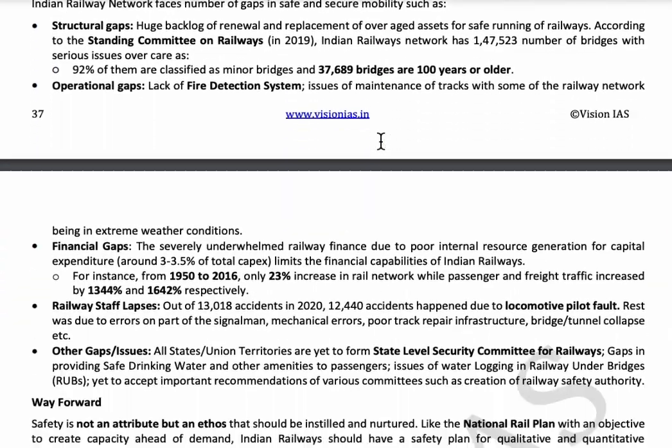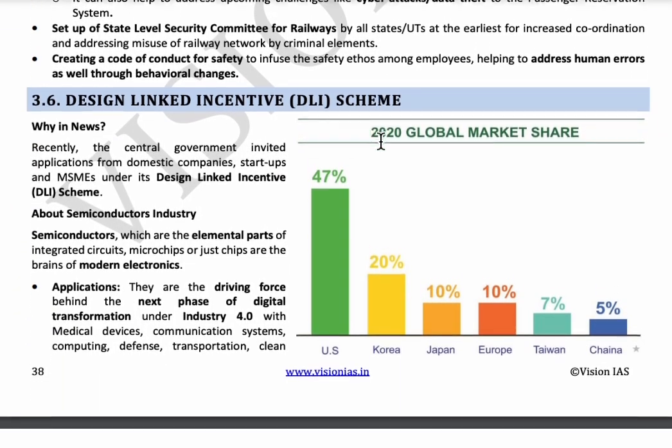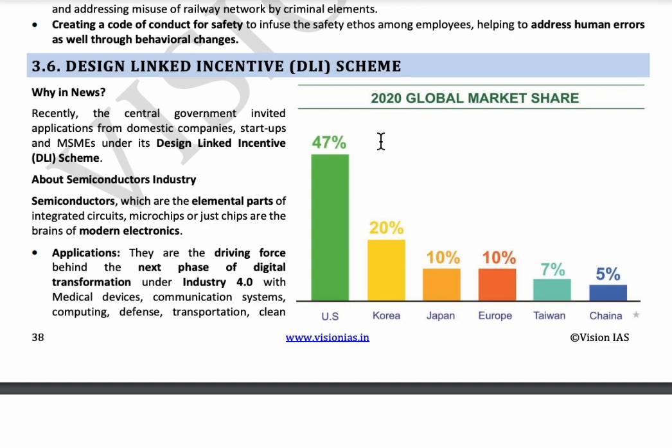The next topic is the design linked incentive scheme. It is a scheme launched to improve the semiconductor industry in India. So with the growing pressure of environmental sustainability and with the growth of the electronic sector, semiconductors are playing a major role in the industrial sector. So to increase the semiconductor industry, the government has launched the design linked incentive scheme to encourage MSMEs, domestic companies and other startups in India.